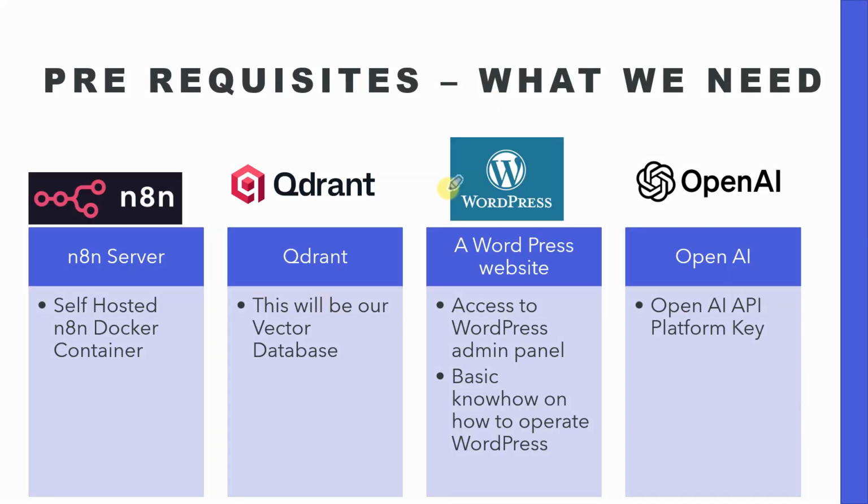We'll take a quick look at the prerequisites. So we need N8N self-hosted. We already set that up initially when we set up the self-hosted N8N. We also set up a Qdrant database. This is a vector database. I will discuss the vector database later. We also need a WordPress site. So you can have any WordPress site with access to the admin panel. And we will also need an OpenAI API key, which is the ChatGPT API platform key. If you do not have this, that is fine. We will help you generate the key.